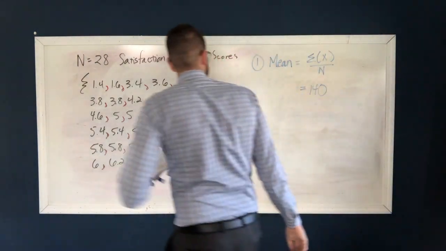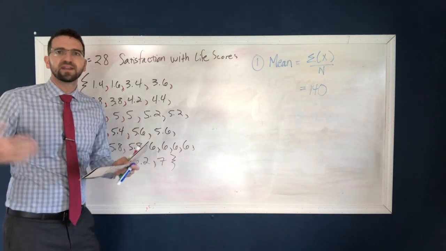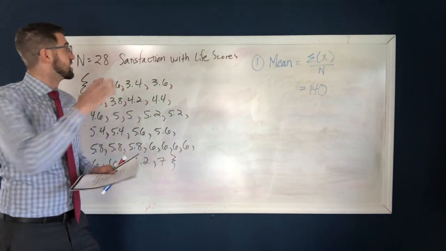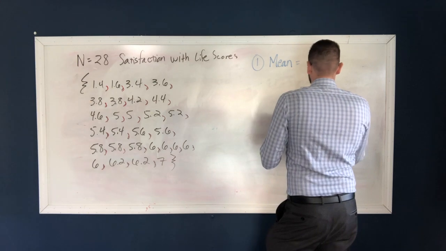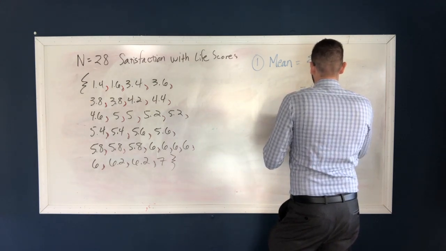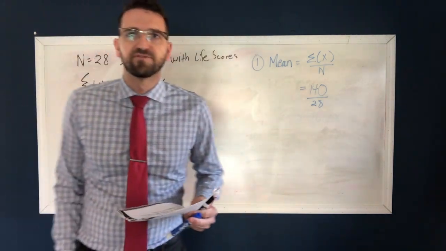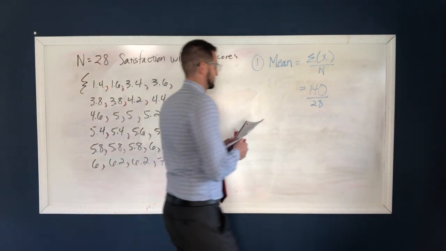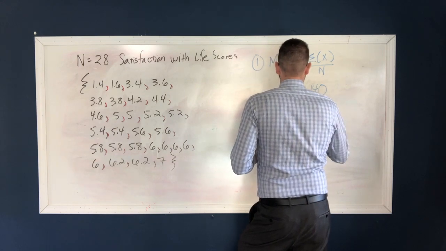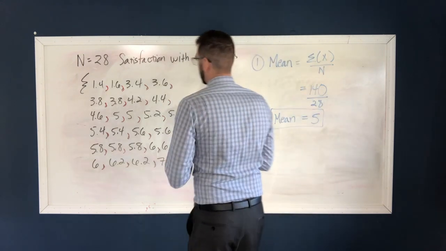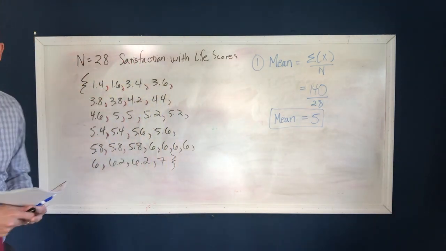Okay? Now what's n? N is here. N means how many subjects or how many participants were involved in the study. So there's 28. So 140 divided by 28 equals 5. So the mean of this distribution of satisfaction with life scores is 5.